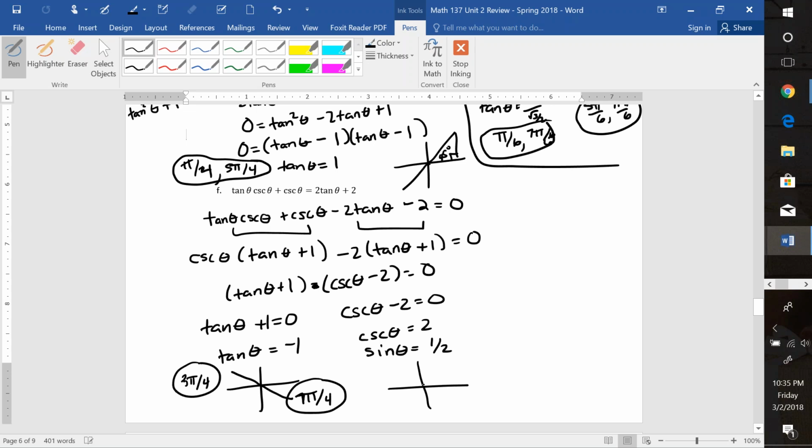First of all, sine is only positive in quads 1 and 2. And if your sine is 1/2, that means you're on the unit circle, you have a y value of 1/2. So that means this is a 30-degree angle. So that's going to be pi over 6, and this over here would be 5 pi over 6. So our 4 angles are 3 pi over 4, 7 pi over 4, pi over 6, and 5 pi over 6.